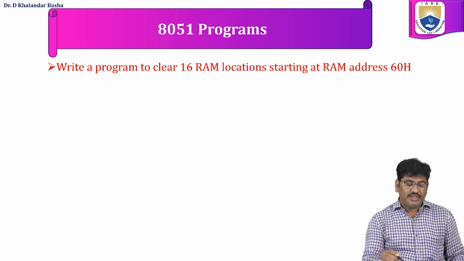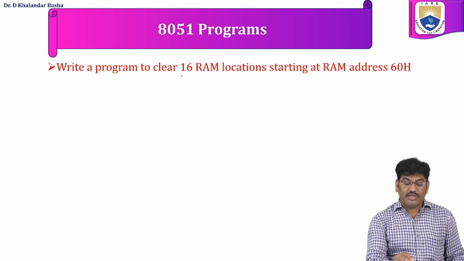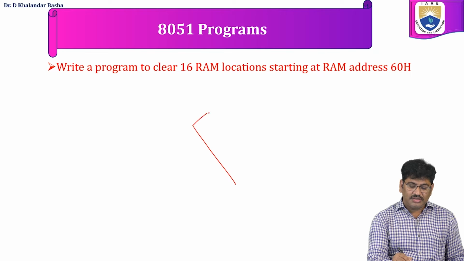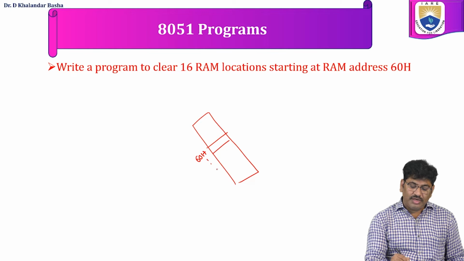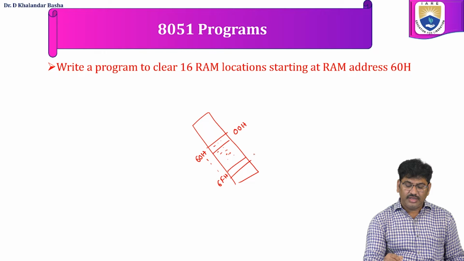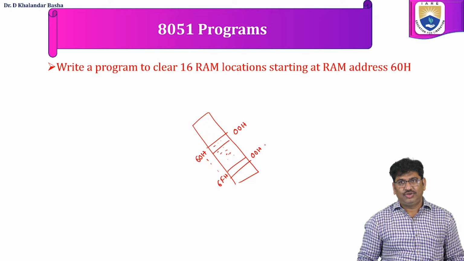The first program we will see is: write a program to clear 16 RAM locations starting at RAM address 60H. So from the address 60H, we are going to clear 16 locations, that is, up to 6FH. The previous data which resides in these locations we want to clear. After executing this program, the memory locations from 60H to 6FH will be loaded with 00.